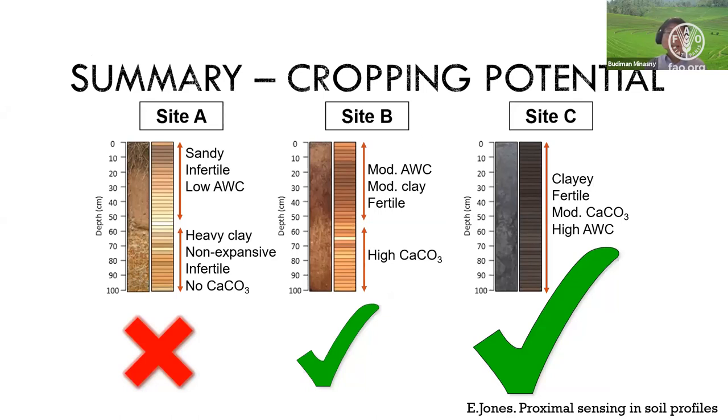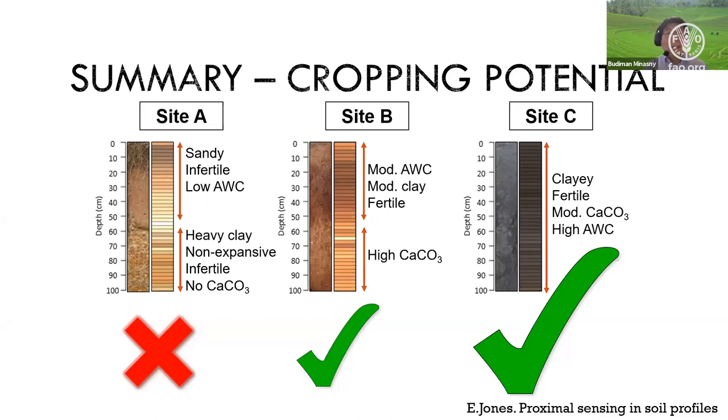Site A, the topsoil is sandy, it has a low available water capacity, it's low CEC, but the B horizon, 60 to 100 centimeter, is a heavy clay, but the heavy clay is kaolinite, it's not expansive, it's infertile, therefore it's not suitable for cropping potential. But site B has moderate available water capacity, has high calcium carbonate, the pH is neutral to high, and so it's quite fertile. And site C is clay, it has an expansive clay, it is a smectite clay, with a moderate amount of calcium carbonate and high available water capacity.